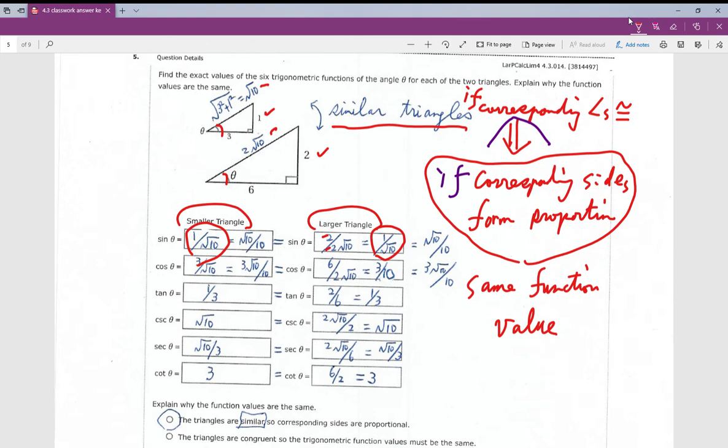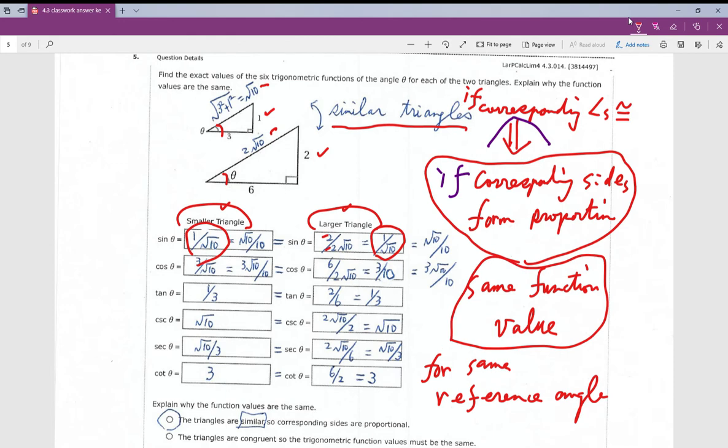So this is one very important conceptual question that you realize. As long as you have the same angle, the same reference angle, no matter how big or how small your triangle is, your function value will be equal. Okay. So compare sine, cosine, tangent, you can see that after reduce, you are going to have the same value.